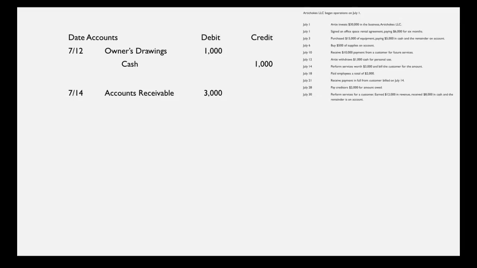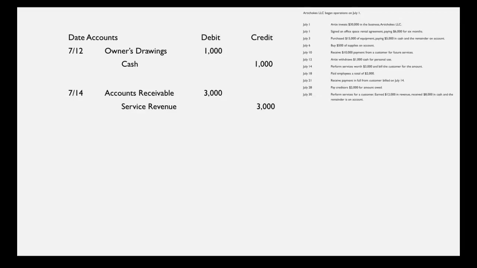And now, why do they owe us this money? Well, because we performed services for them. So whenever you perform services, whenever you do the work, whenever you make the sale, we always need to count the revenue. Right, so we will count the revenue here on the 14th by crediting our service revenue account for that 3,000.